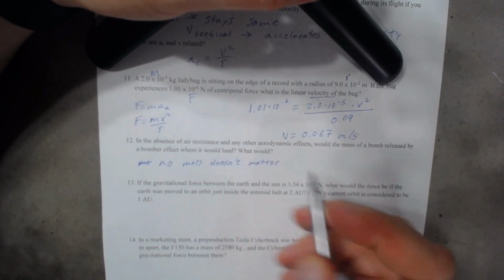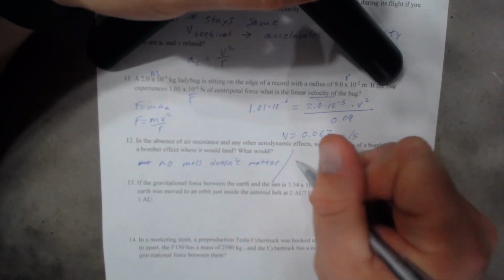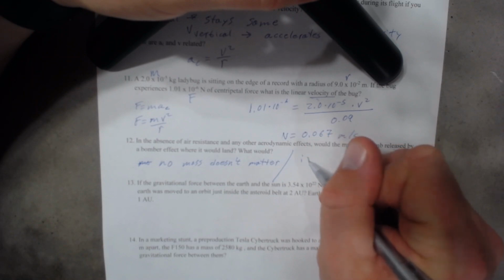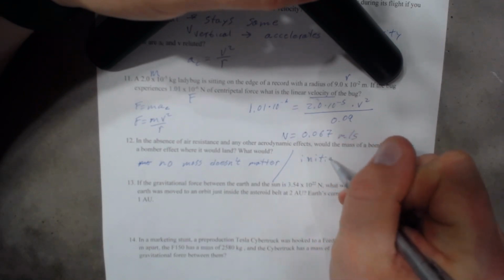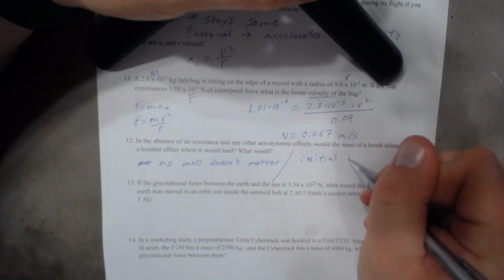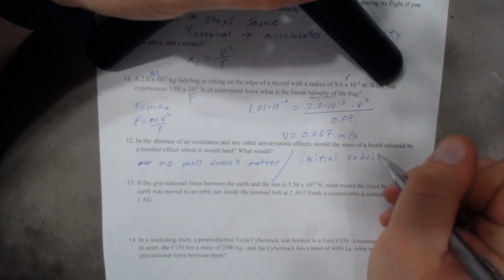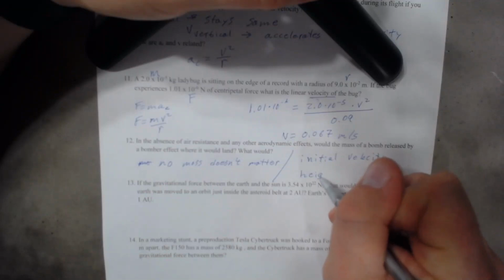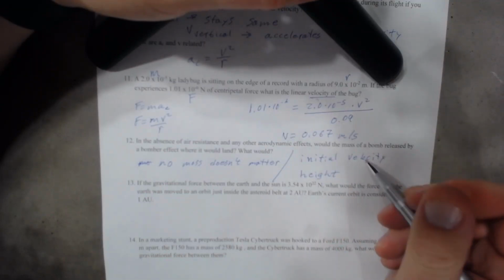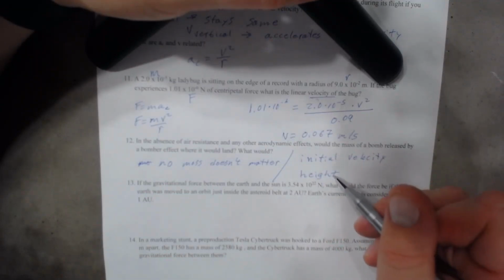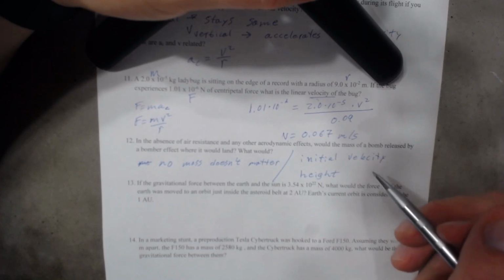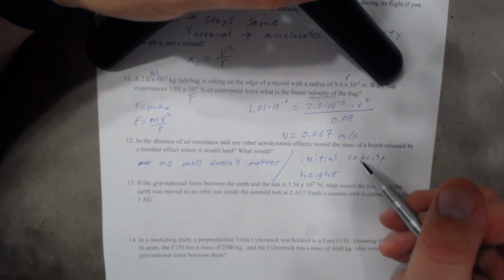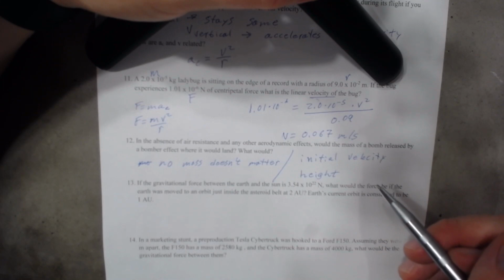Well, what does matter? Initial velocity, particularly horizontal velocity, and height. Two objects at the same velocity dropped from different heights, higher one will go further. Two objects dropped at the same time from the same height with two different initial velocities, faster goes further. If everything else is the same, they hit at the exact same spot.